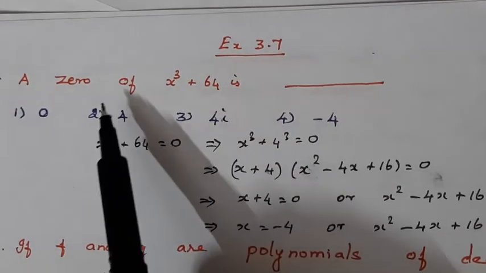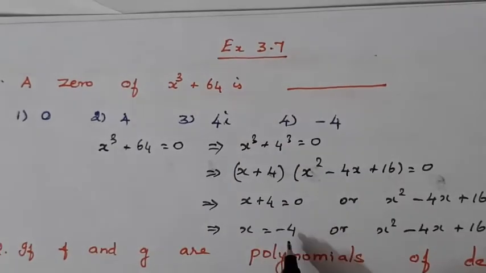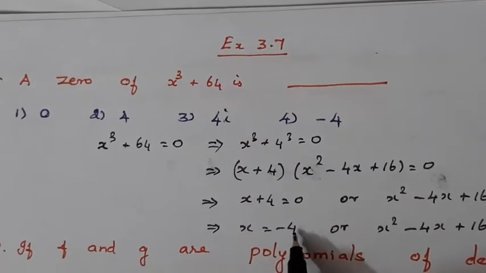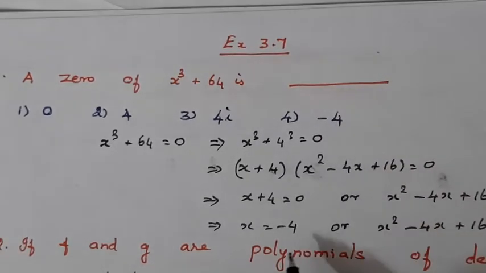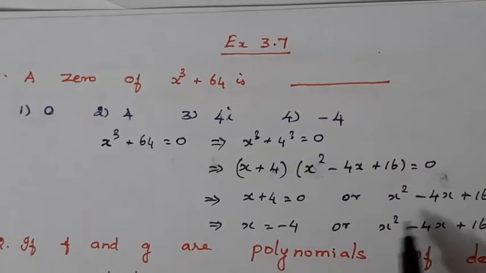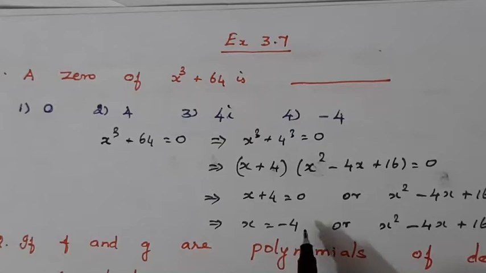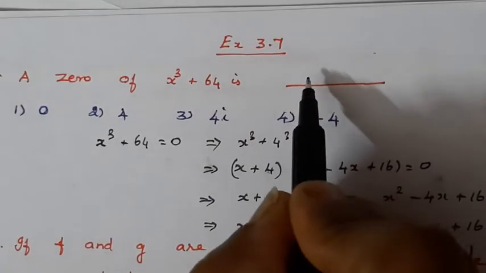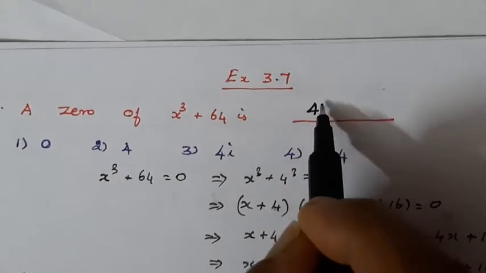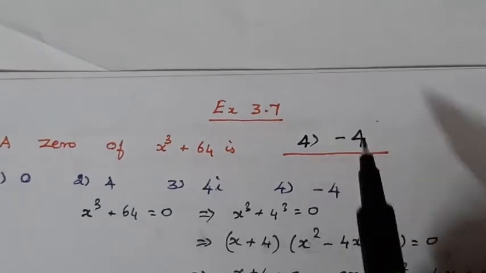What is the answer for the zero of x cube plus 64? Minus 4. This zero is given here, so we need not find the other values of x. Let us choose this. So, what is the answer for this question? Option number 4. The answer is minus 4.